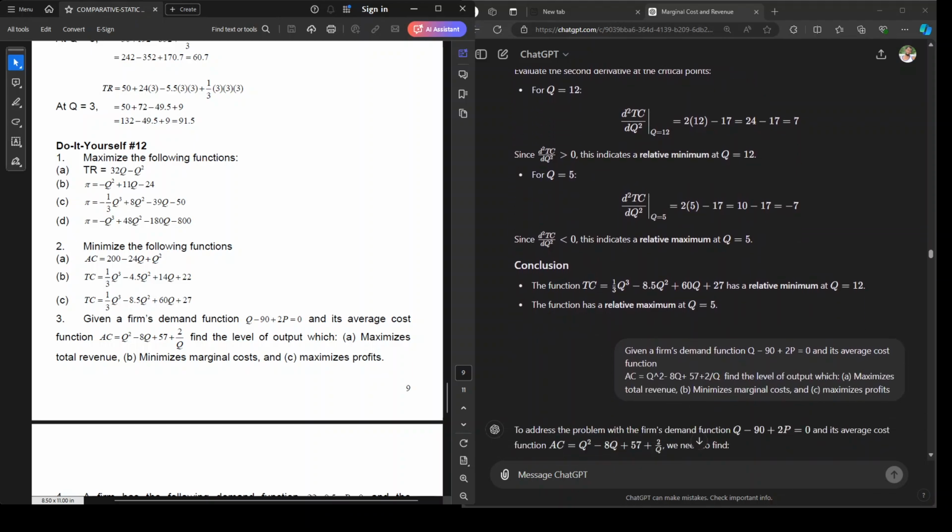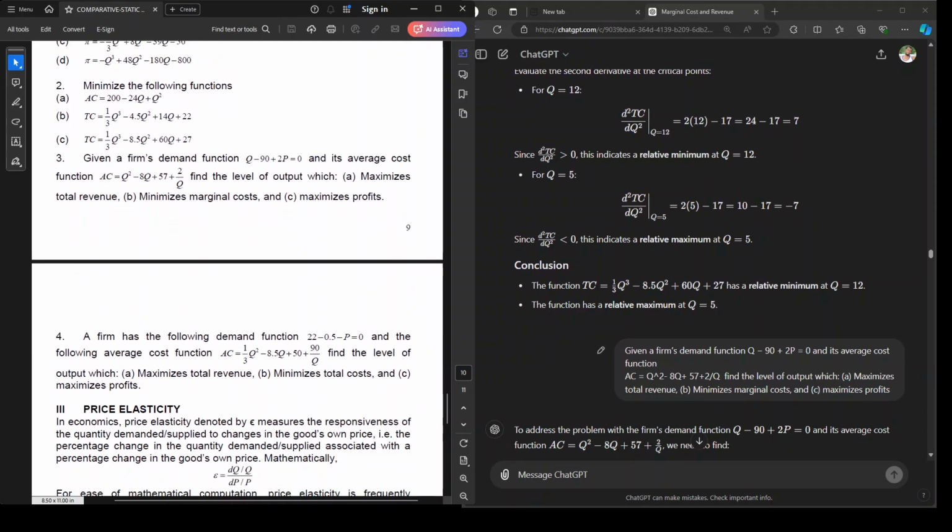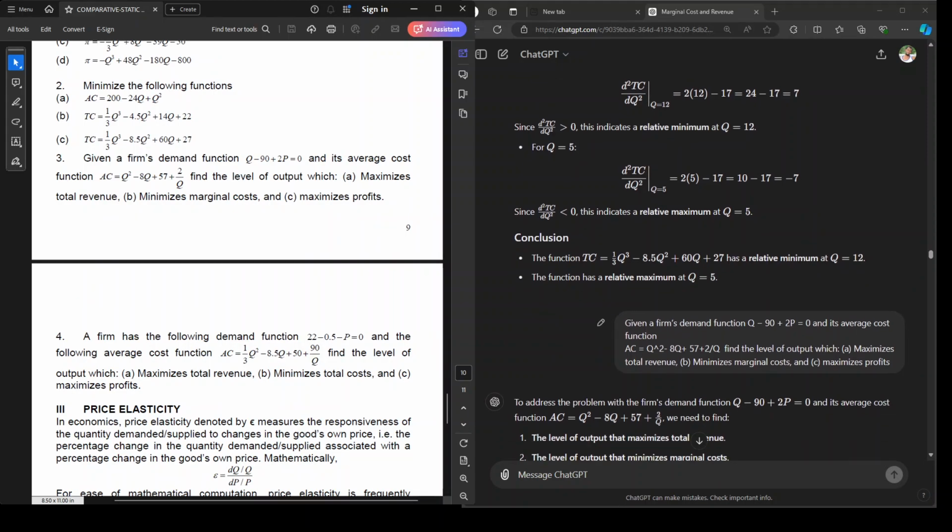And so we come to our last two, these last two, before we come to price elasticity. Now these last two, they are saying given a farmer's demand is this equation, q minus 90 plus 2p equals to this. Find its average cost, and this is the average cost. Find the level of output. That's the reason why I didn't write it down on a computer myself, because when I do, they look weird. So I had to use this so that it writes very well.